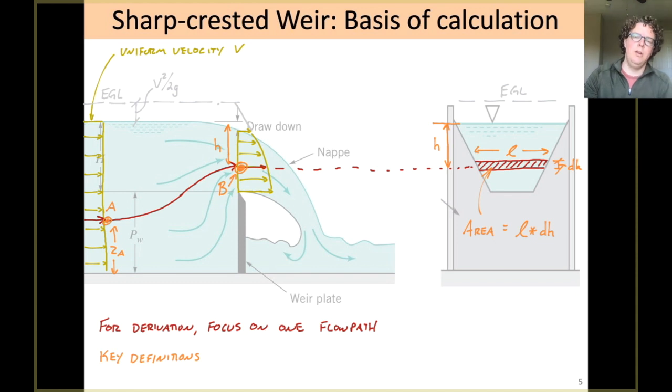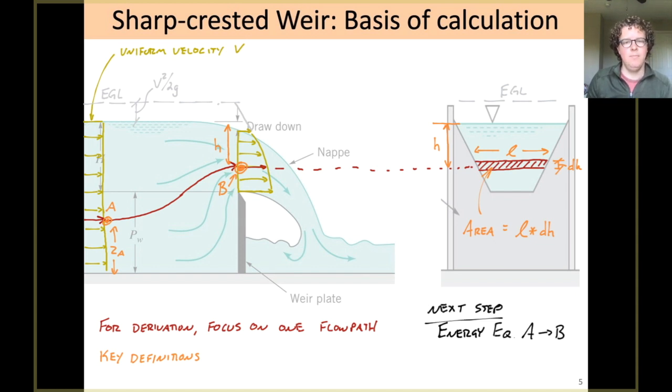We'll think about point B, the second point, as being right at that spot where the free jet starts to occur, just as the water flows over the weir. On the next slide, we're going to take this diagram and write the energy equation linking point A and point B as our next step. So here we go.